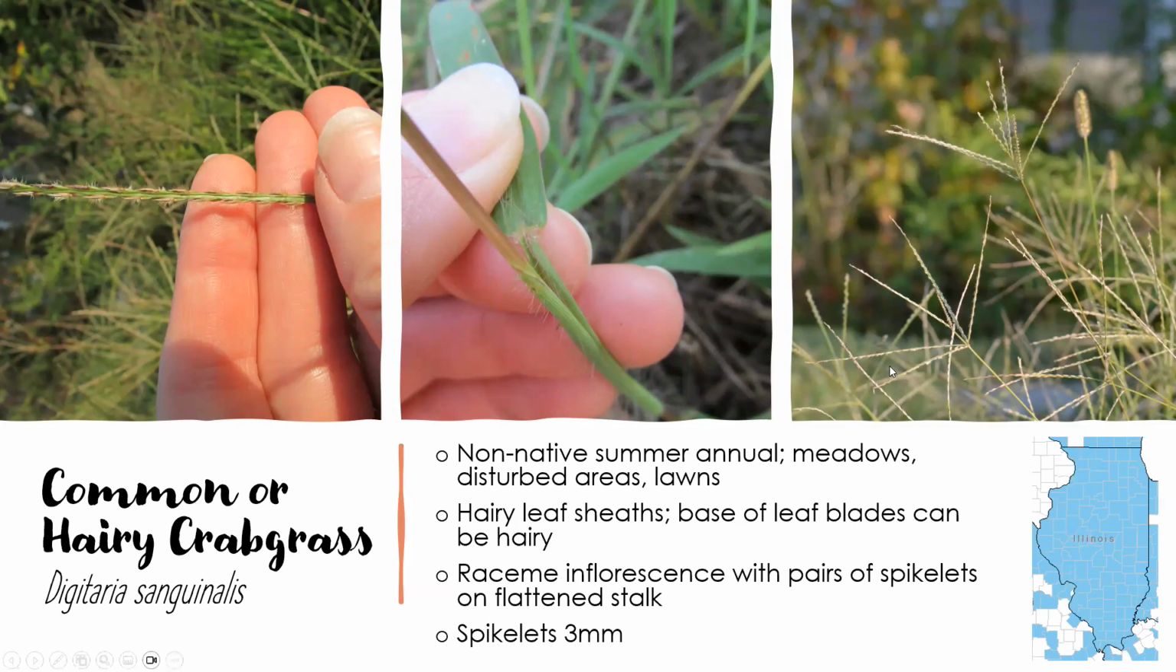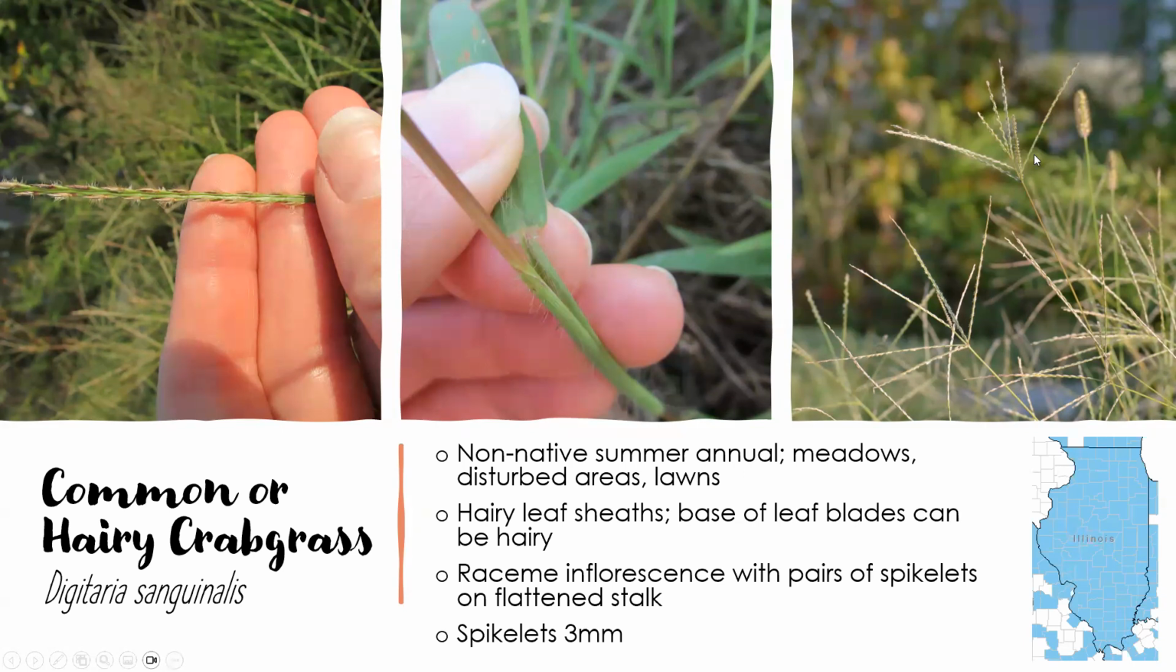So this one is, again, a summer annual, non-native. We find it all over the place in disturbed areas, in our lawns. I know it's in my lawn, so don't feel bad if it's in yours too. And one way we can tell it apart is that it has these hairy leaf sheaths. So again, the leaves in general can have variable hairiness. There can be some hairs at the base of the leaf blade, but definitely that sheath is going to have hairs on it. And then it's going to make a raceme inflorescence.